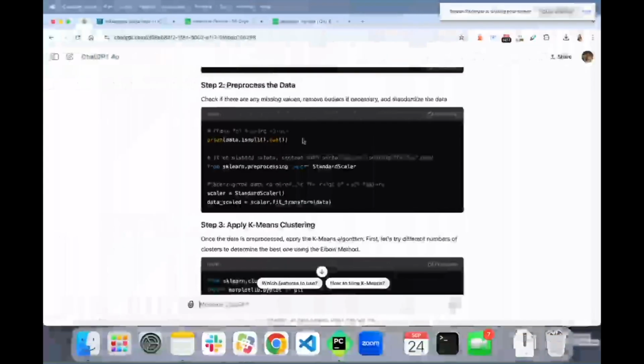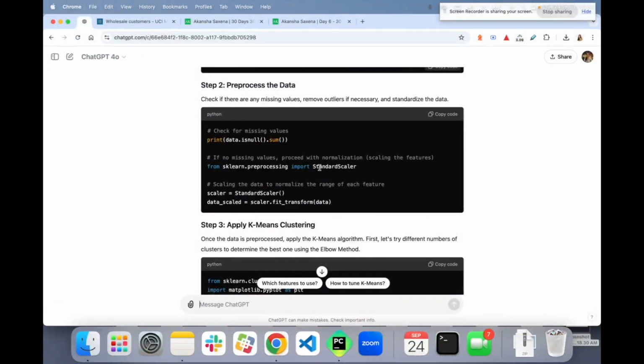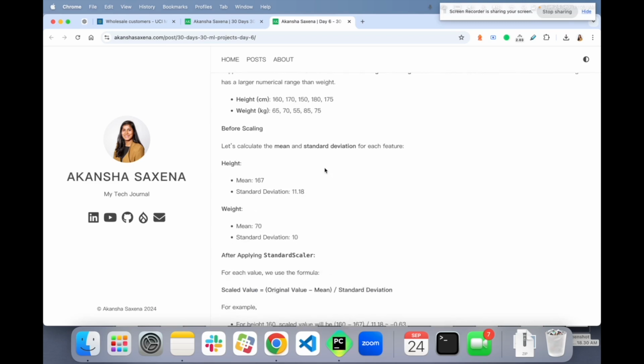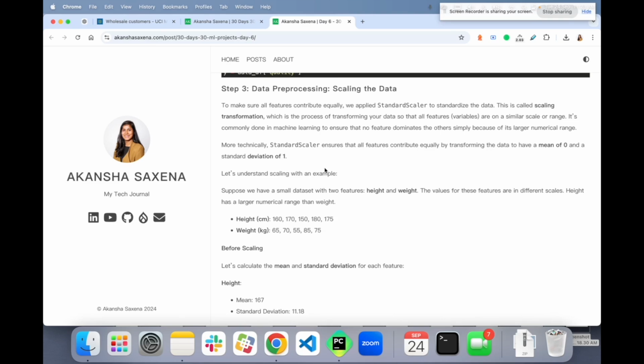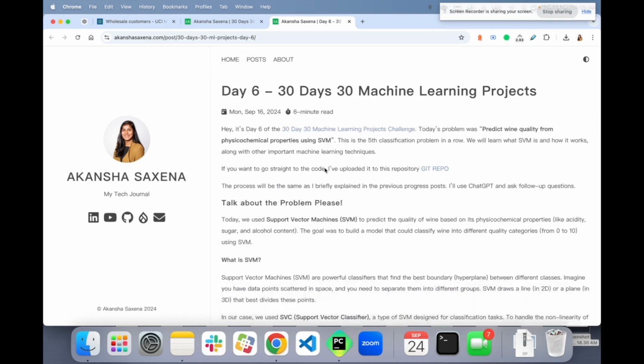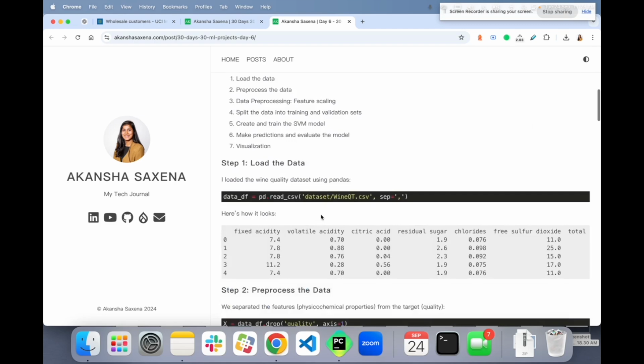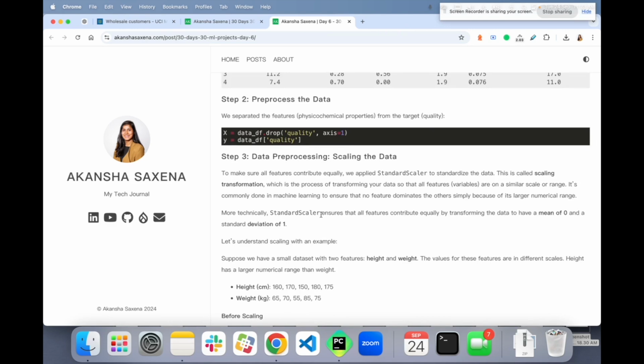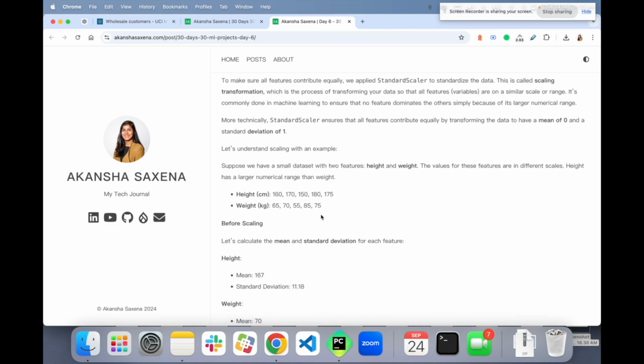Okay, so for that, we are using the same type of scalarization that we used in our day 6 problem, which was about predicting wine quality from the physiochemical properties using SVM. There also we had applied scaling. So I'm not going to explain what scaling is in depth. You can go and refer to that video.